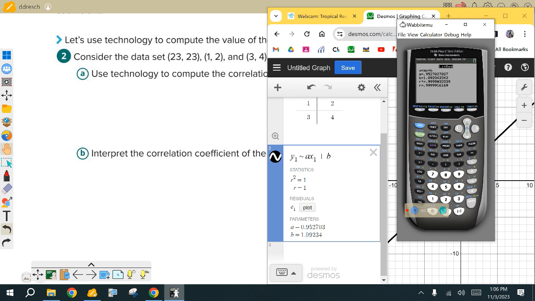All right, let's talk about this. See what we got. Now, let's take a look here. My R value for Desmos people is right here.